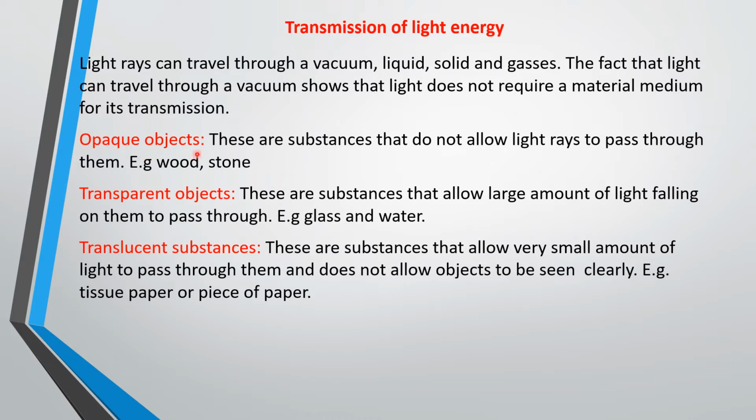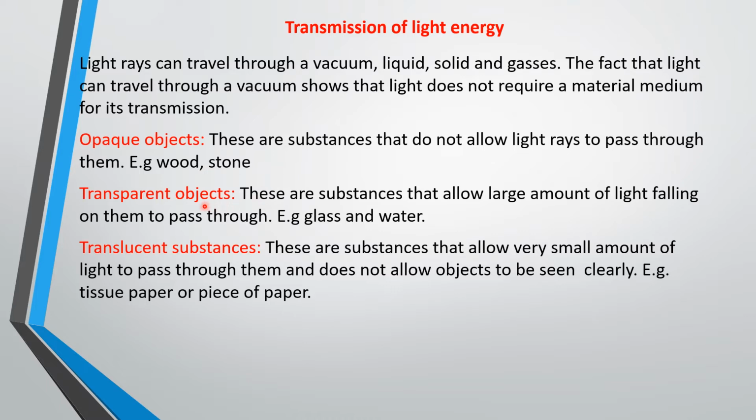And that is what I want to discuss now. Opaque objects. When you say an object is opaque, it means that the object will totally block off or cut off the transmission of light. These are substances that do not allow light rays to pass through them. Examples are stone, wall, wood. These substances don't allow light to pass through them, so they are known as opaque objects.